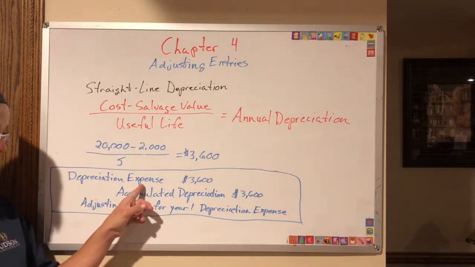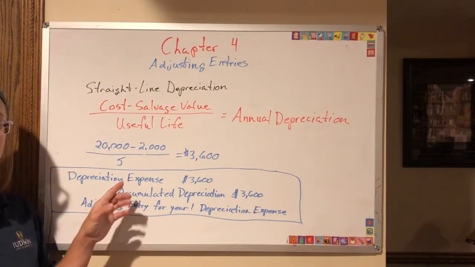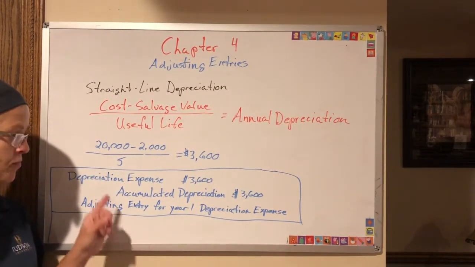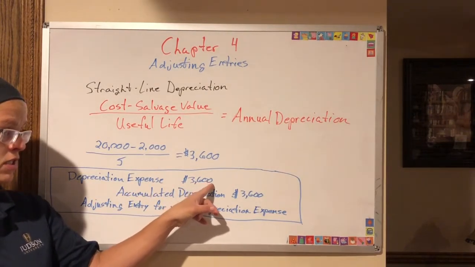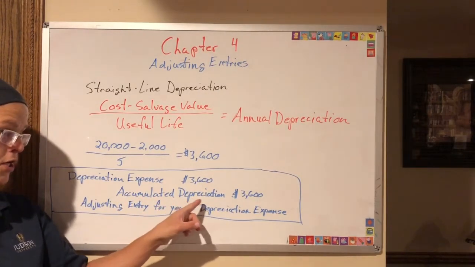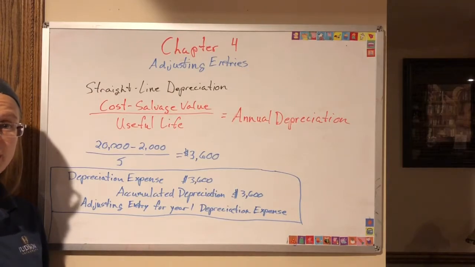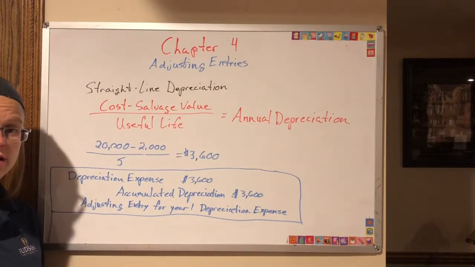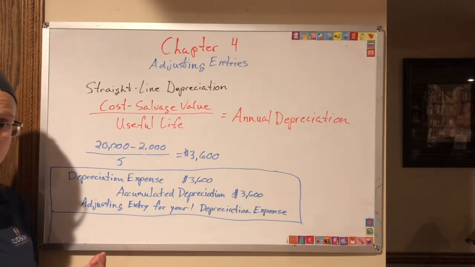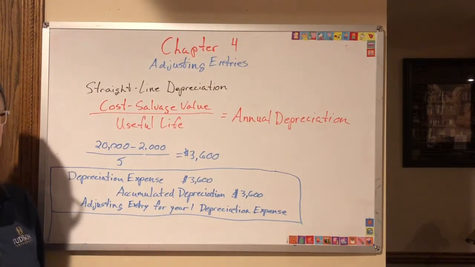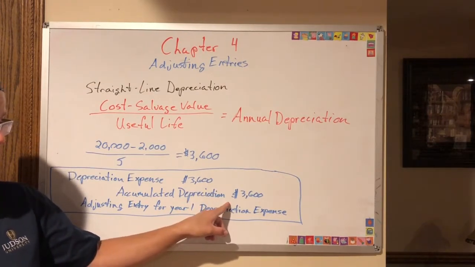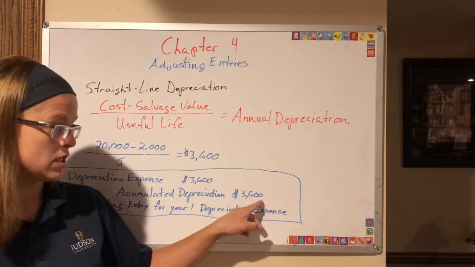You have depreciation expense. So that's your debit, depreciation expense. Remember, expenses are always a debit. Depreciation expense is $3,600. And our credit is going to be accumulated depreciation. And accumulated depreciation is actually a contra asset. And a contra asset is exactly what the name says. It goes in opposition to the asset, right? So accumulated depreciation is a contra asset, and that's our credit of $3,600.